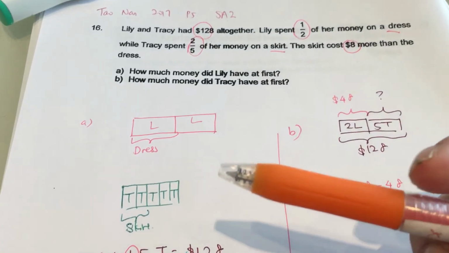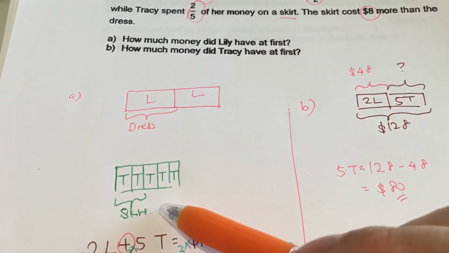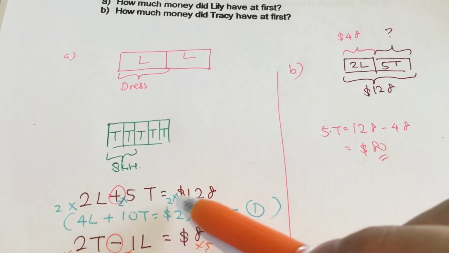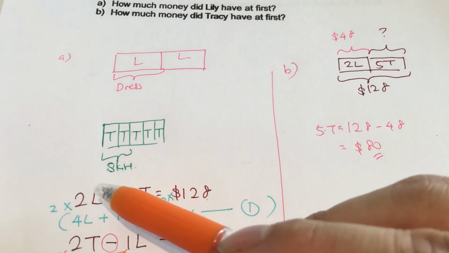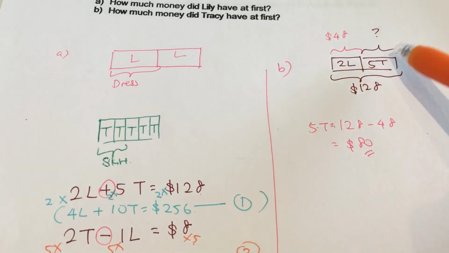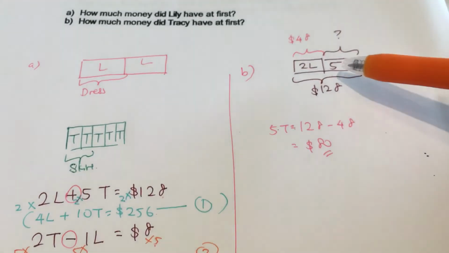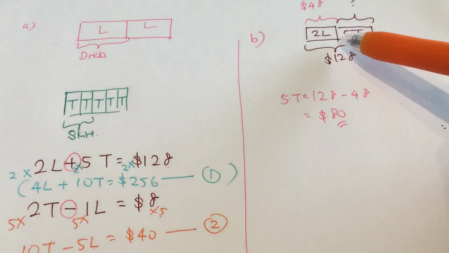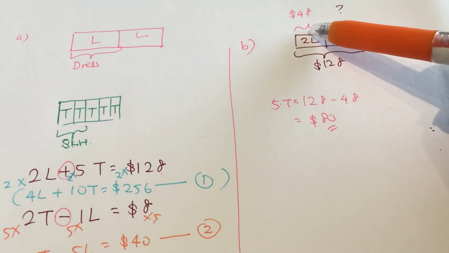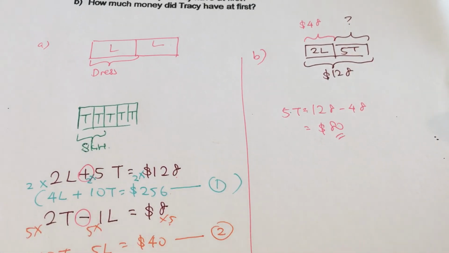Now, how much money did Tracy have at first? It will be 5T. Again we pick the plus equation, equation 1. We have 2L and 5T, and 5T we need to find. 2L is already found from part A. The total is 128, so 5T equals 128 minus 48, which equals $80. So that's it, and this concept is under simultaneous.